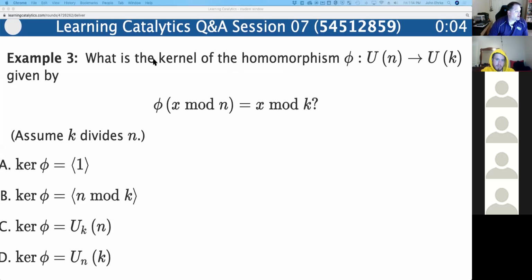So suppose that we are mapping the group of units for the integer n onto the group of units for the integer k. And we're going to do that by taking a number mod n and mapping it to that same number mod k. Remember, this is a group under multiplication. Un is the set of all elements that are less than n and relatively prime to n under multiplication. So what is the kernel of that homomorphism?